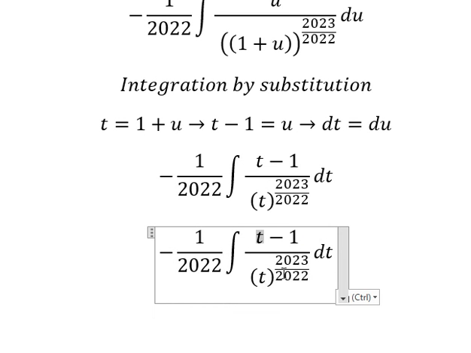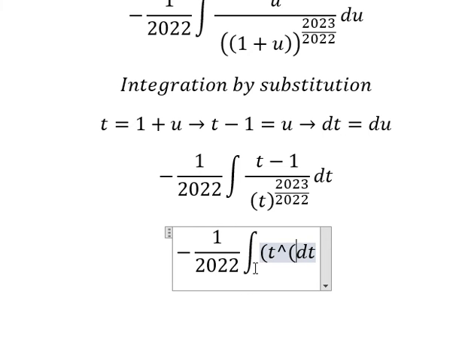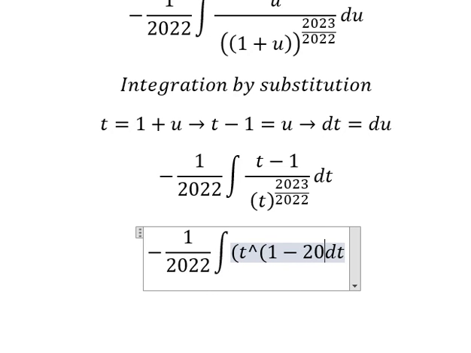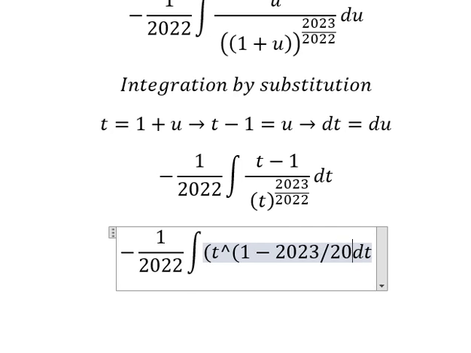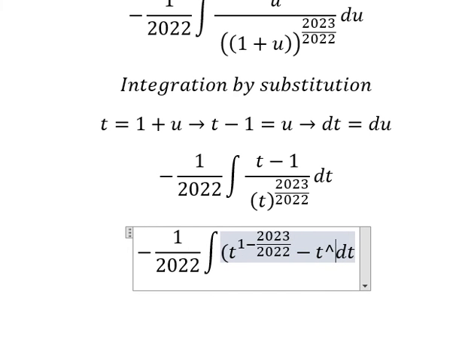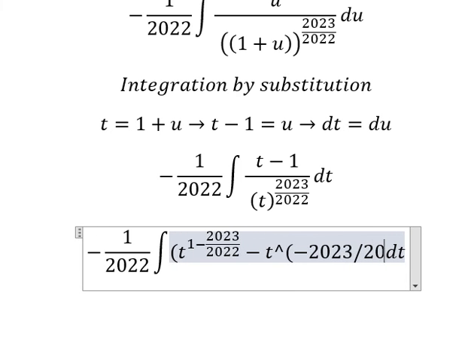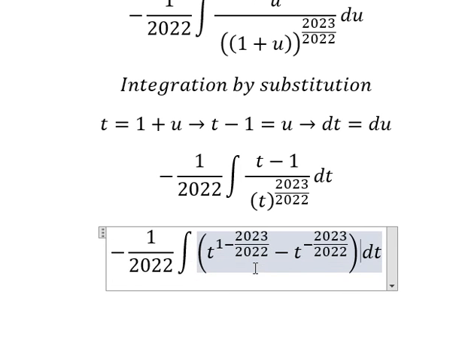So this one divide by this one, and this one divide by this one. So we have t to the power of 1 minus 2023 over 2022, and we have t to the power of negative 2023 over 2022.